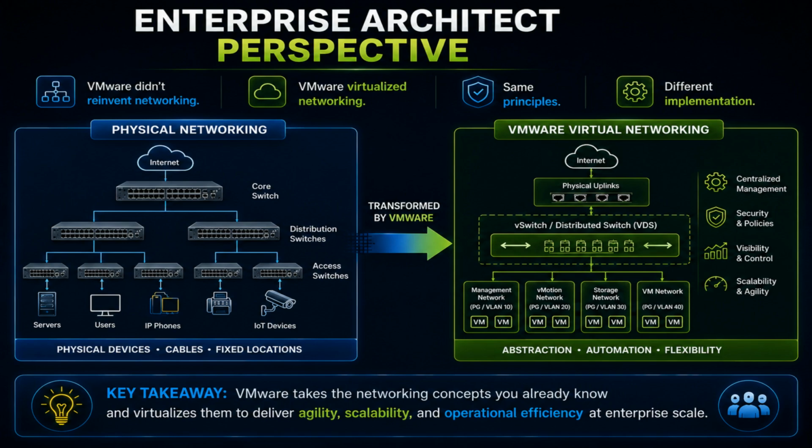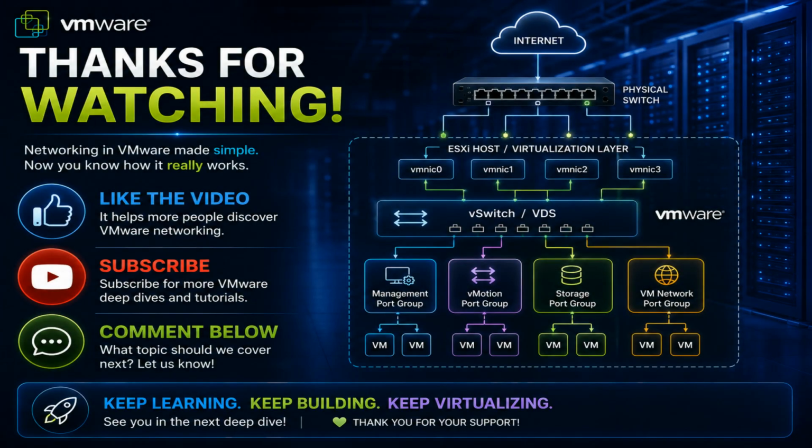Let's wrap everything up with the most important takeaway. So what's the one lesson to remember? The next time VMware networking looks confusing, remember this. You're not learning networking again. You're learning how networking behaves when the switch becomes software. Once you understand vSwitches, port groups, vMkernel adapters, distributed switches, and packet flow, the entire architecture becomes much easier to understand.